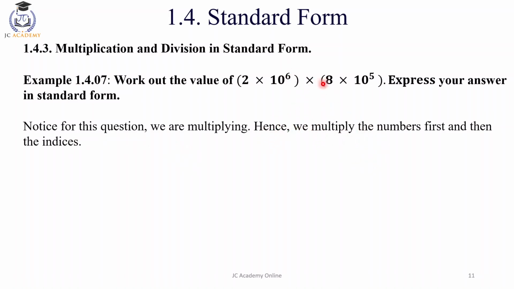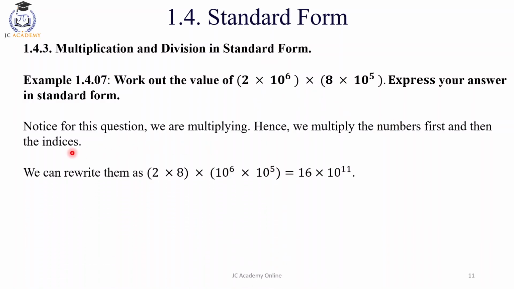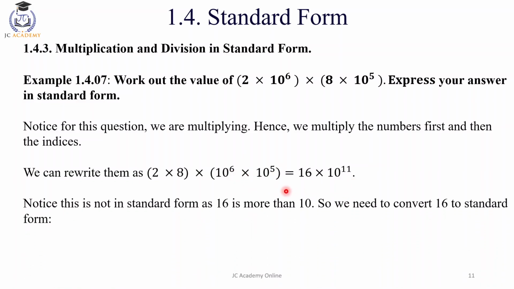As we're multiplying, we need to multiply the numbers first and then the indices. So we can rewrite them as 2 times 8, just the numbers, and just the powers by themselves, which is 10 to the power of 6 times 10 to the power of 5. So 8 times 2 is equal to 16, and 10 to the power of 6 times 10 to the power of 5 is 10 to the power of 11, because we just leave the 10 as it is and we add the powers, because we're multiplying.